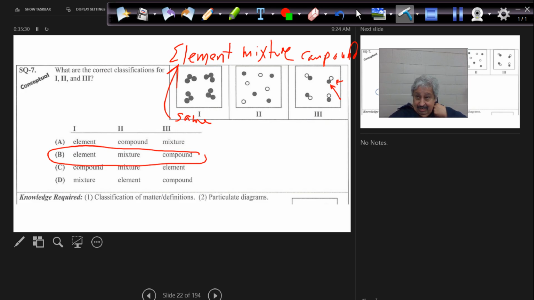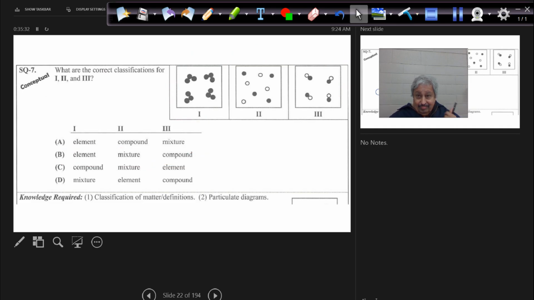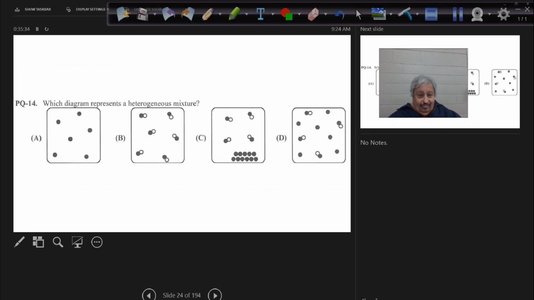So let's take another one. Here it is. Which diagram represents a heterogeneous mixture? That's easy. Do you need to do anything of this? Where is the heterogeneous mixture? It has two phases. When you look at the beaker or the test tube, you see two phases. Which one? Without even looking.